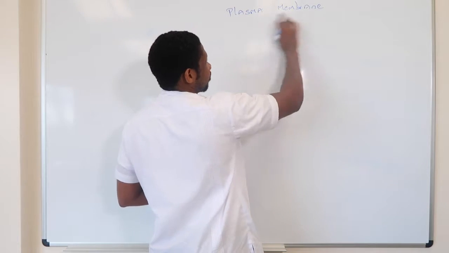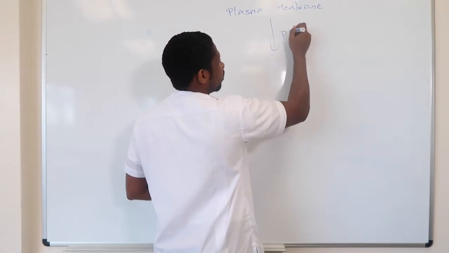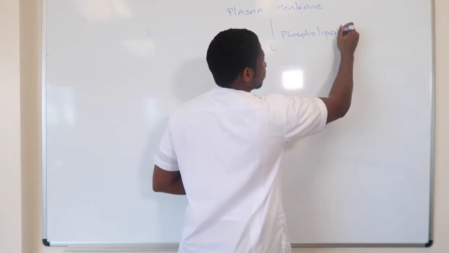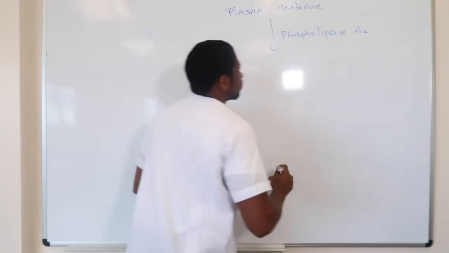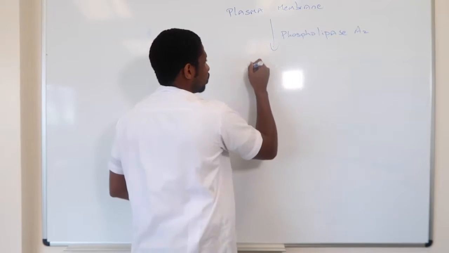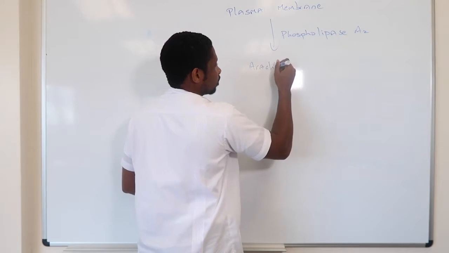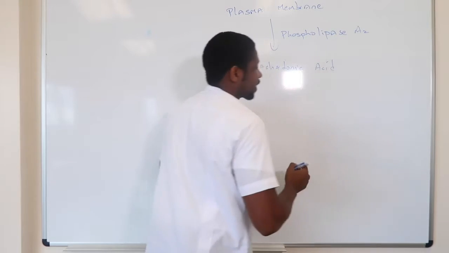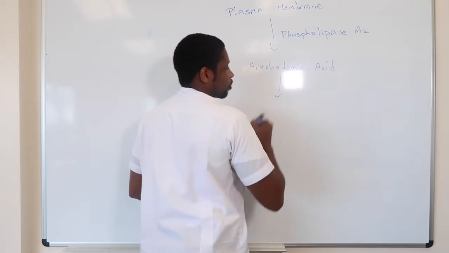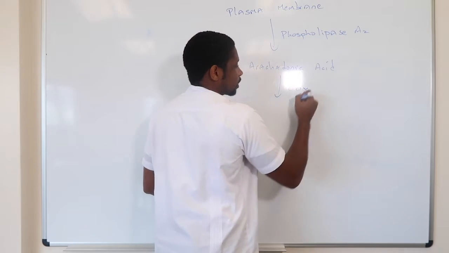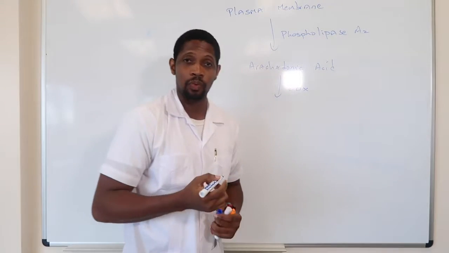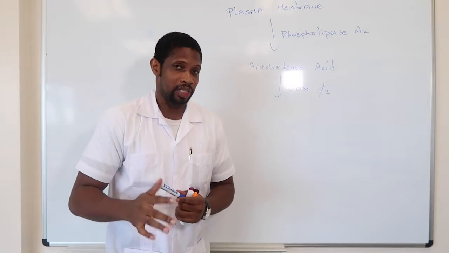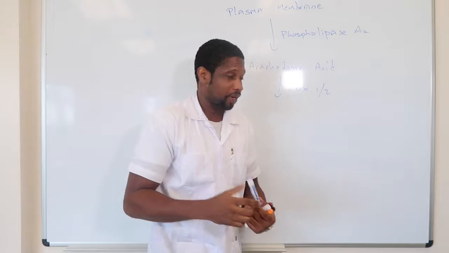Our essential fatty acids are going to be responsible for this. So what we have is our plasma membrane. We have our phospholipase A2, which is going to be responsible for breaking down the plasma membrane to give us arachidonic acid. From arachidonic acid, we are going to have another group of enzymes, which are going to be our cyclooxygenases. We have cyclooxygenase 1 and 2. Your PowerPoint goes into a bit more detail on this, so please review your PowerPoint.